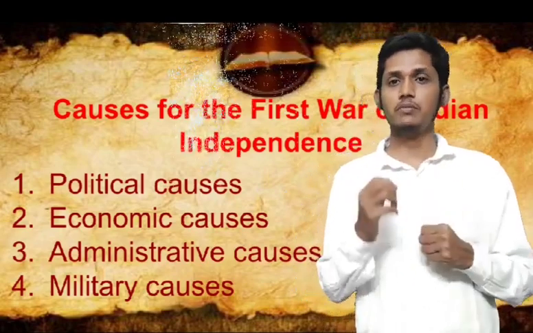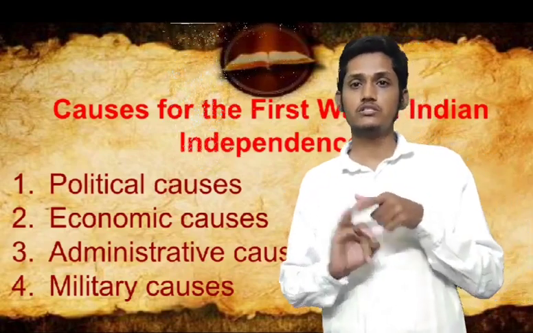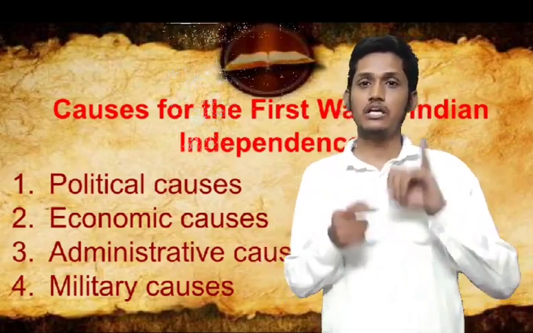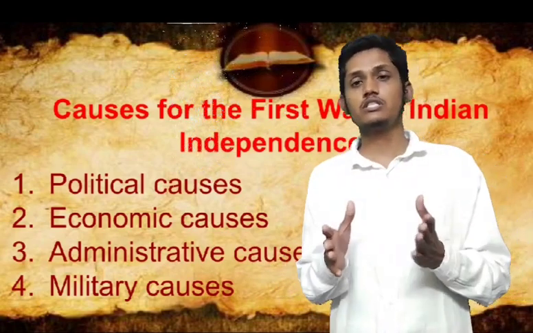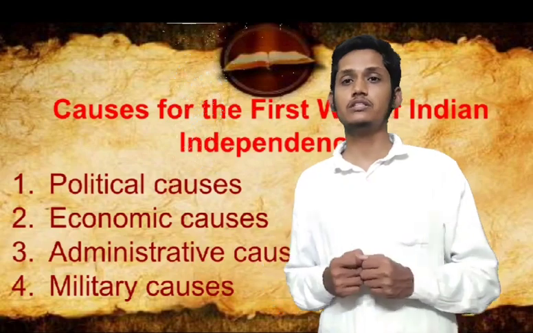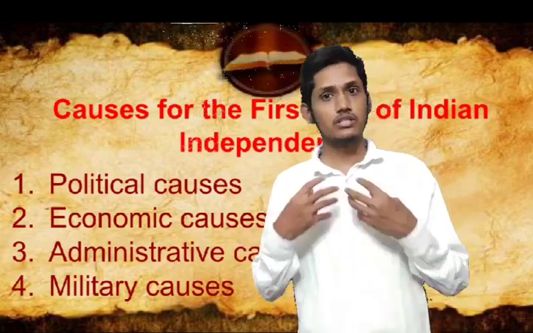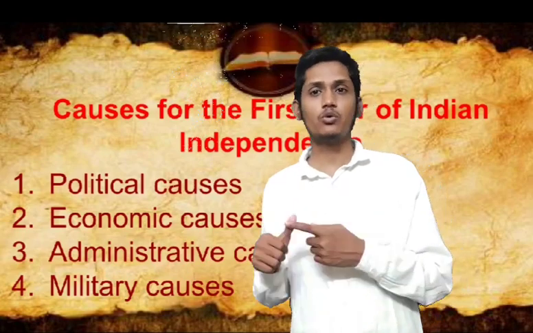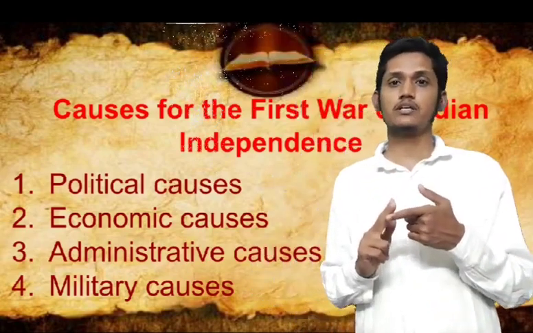The fourth comes military causes. The lowest salary, the lowest status, the lowest opportunity for Indians, and the highest status, the highest opportunity, the highest salary for the British. This was the justice the British were giving Indians. Indians were not happy with all these things because they were working hard but at low salary, low status, and the lowest opportunities.